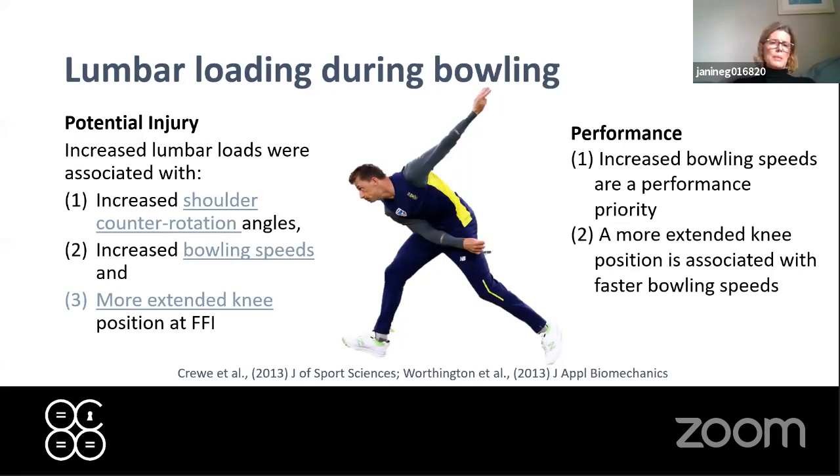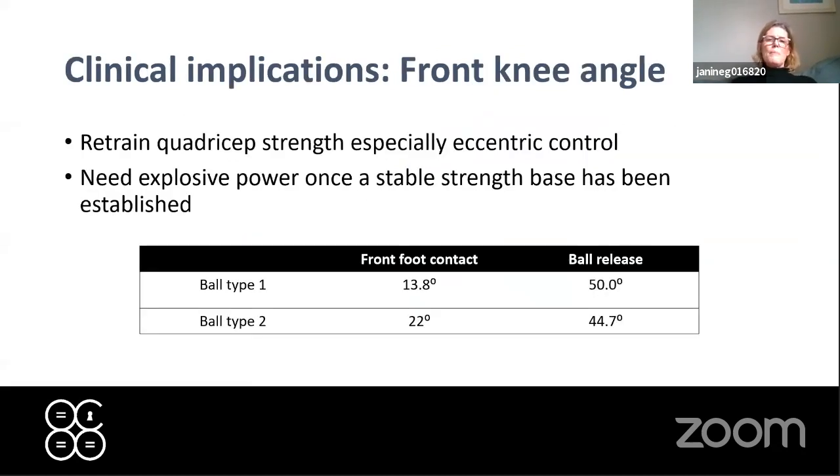Just a couple of points I want to make here. There obviously are increased loads in bowlers that have increased bowling speed and a more extended knee angle. But the problem with that finding is that bowling speed is a performance priority in fast bowlers, and a more extended knee position is associated with faster bowling speeds. So what is causing injury is actually really important for performance. So we have to, as clinicians, find a way to balance it, and we do that by adequate muscle activation and strengthening.